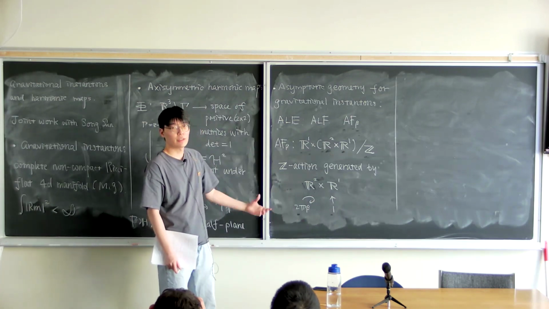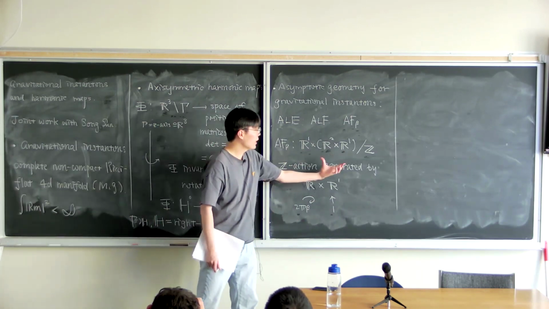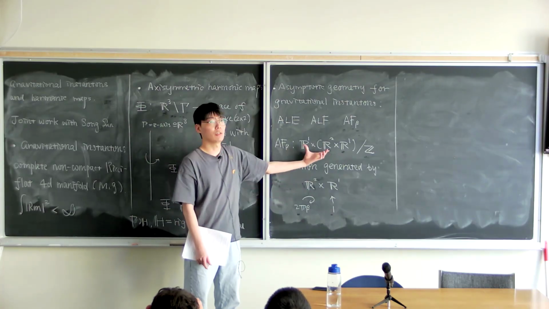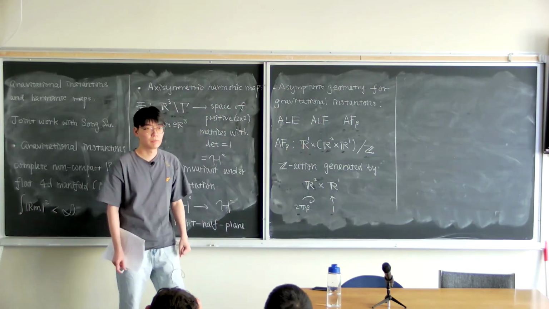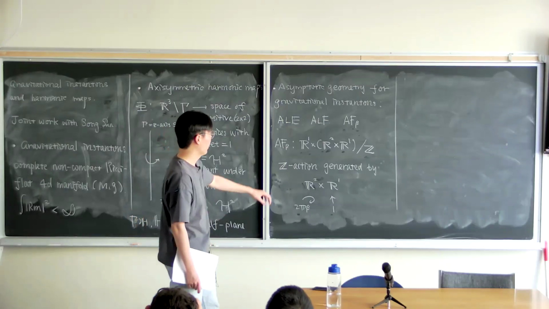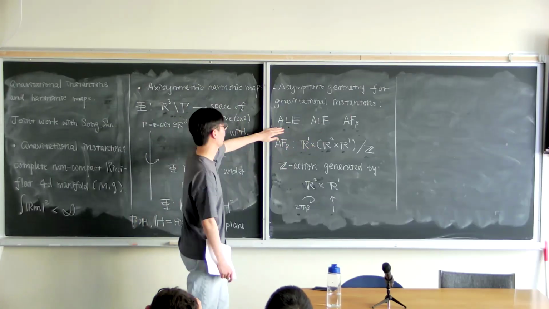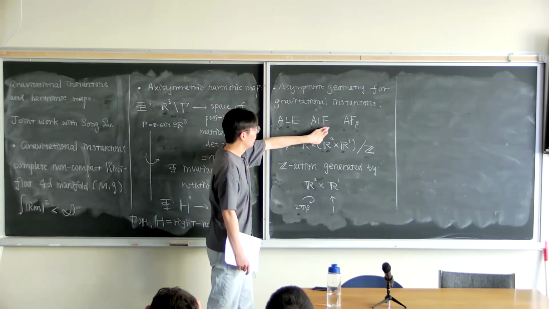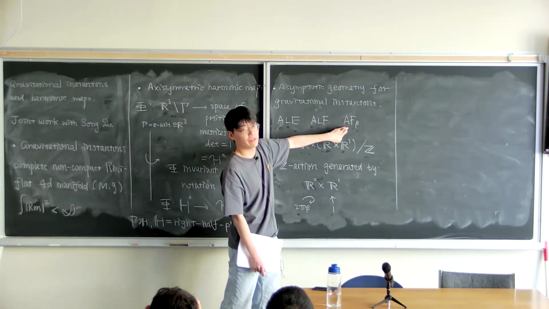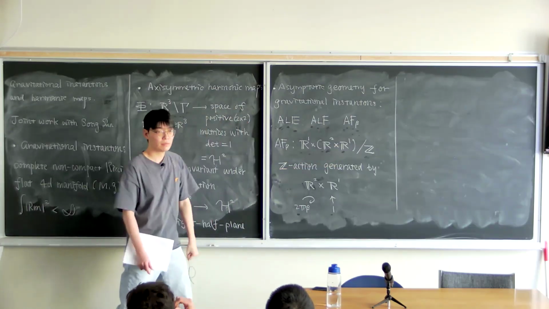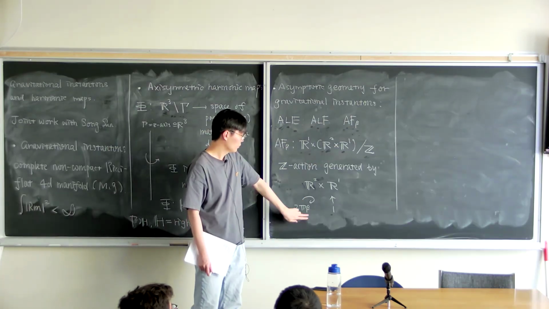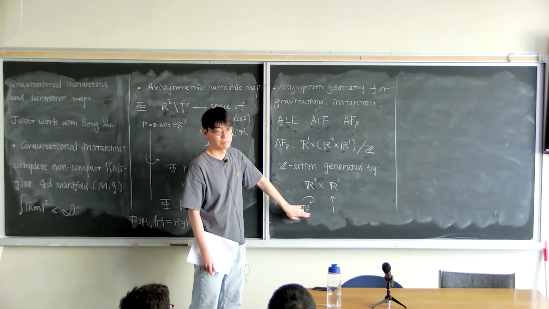And as you can see very easily, this Z action is an isometric action, and it is a free action, so you can take the quotient. This L means locally. Like this means asymptotically locally Euclidean, asymptotically locally flat. This is just asymptotically flat. Just terminologies. Beta is some number here.